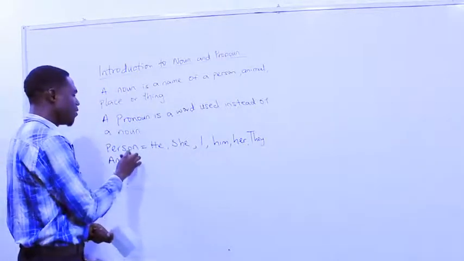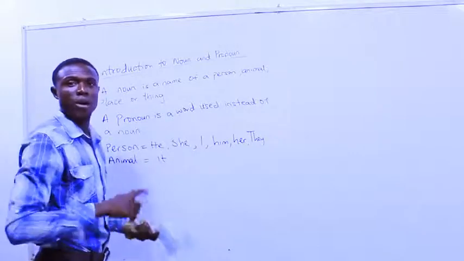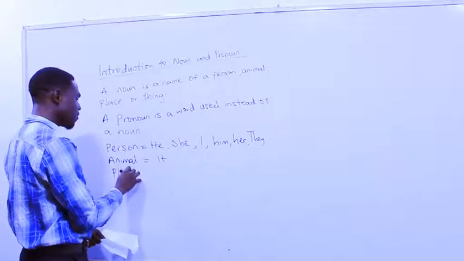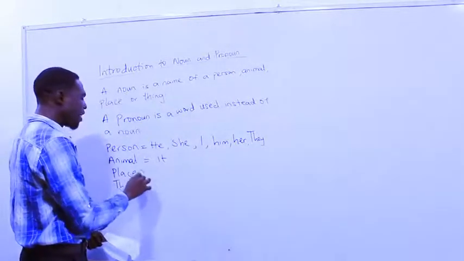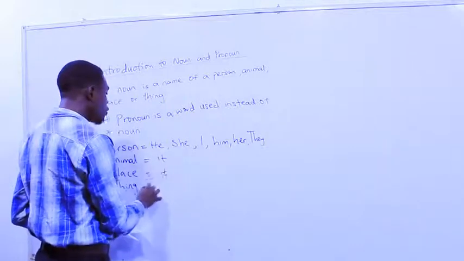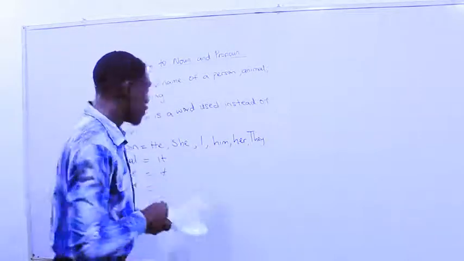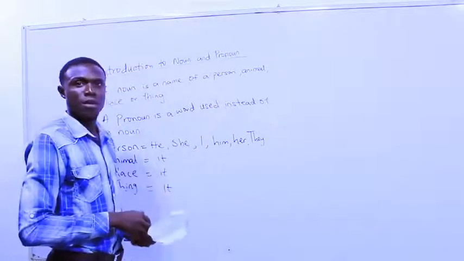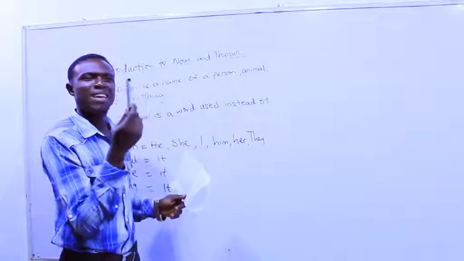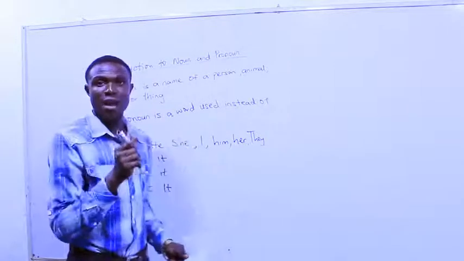Now, animal. Anytime you want to replace an animal name, you use it. That's a simple pronoun we use to replace any animal. The same thing with a place or a thing. Anytime you want to replace a thing, maybe you don't know the name of the place or the name of that thing you want to call, simply use it, and you have replaced it. I don't know the name of what I'm holding. I'll just say, it can write. I've replaced the name with it.